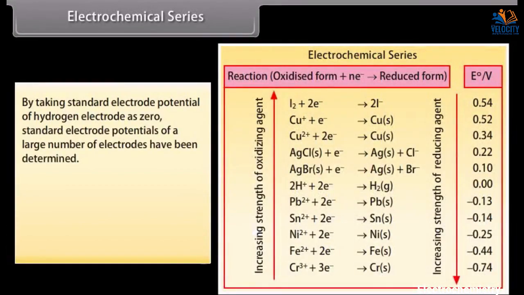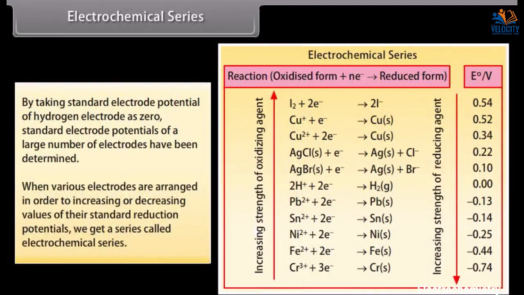Electrochemical series. By taking the standard electrode potential of the hydrogen electrode as 0, standard electrode potentials of a large number of electrodes have been determined. When various electrodes are arranged in order of increasing or decreasing values of their standard reduction potentials, we get a series called the electrochemical series.